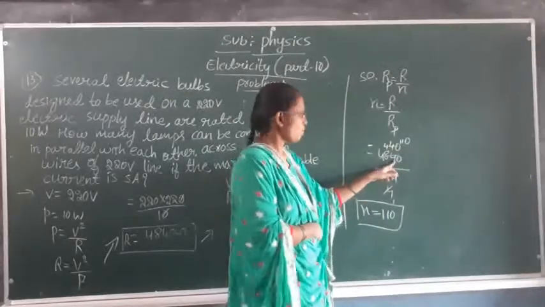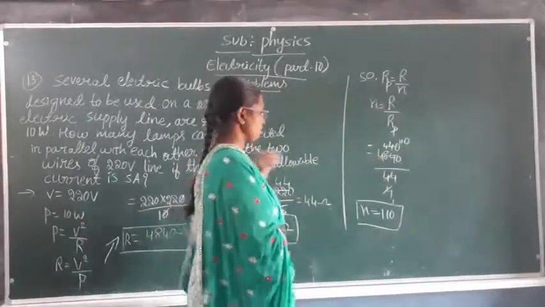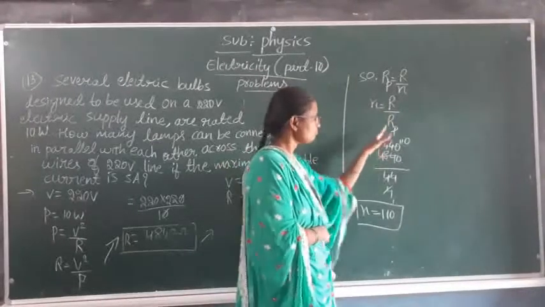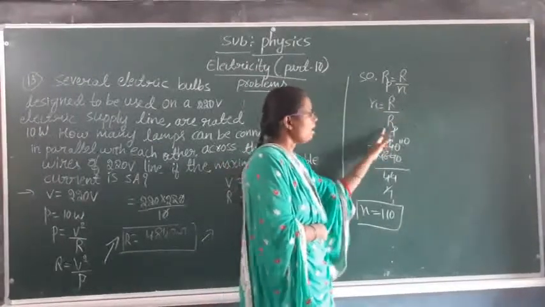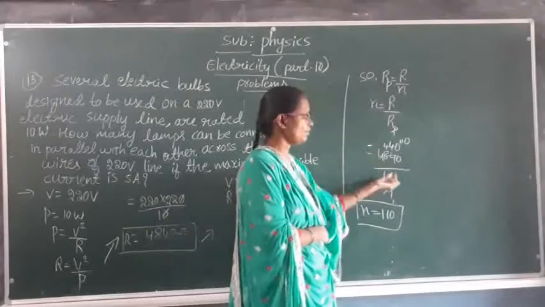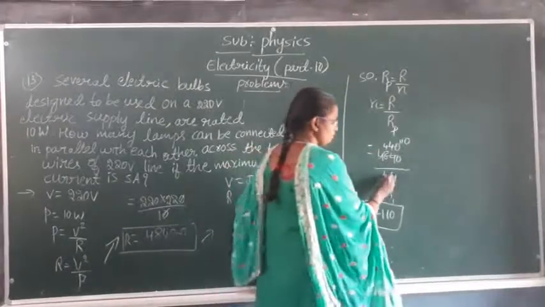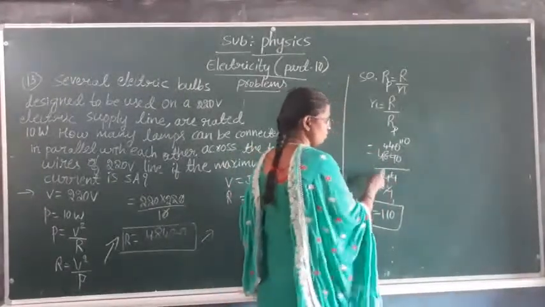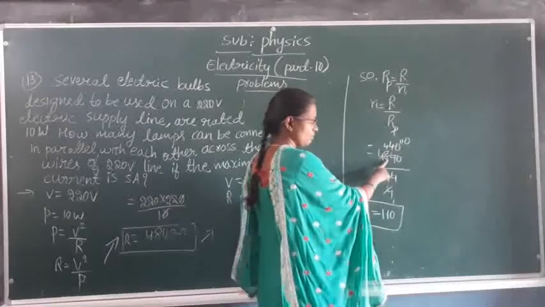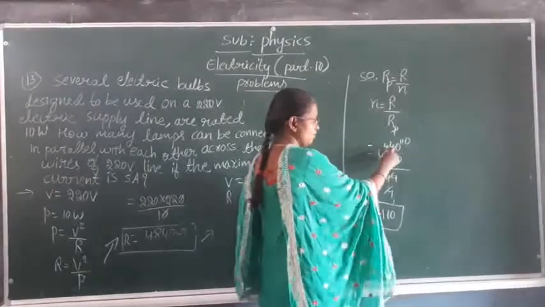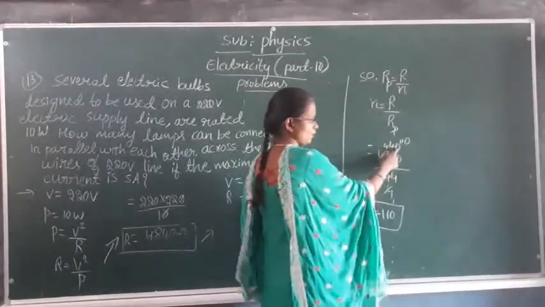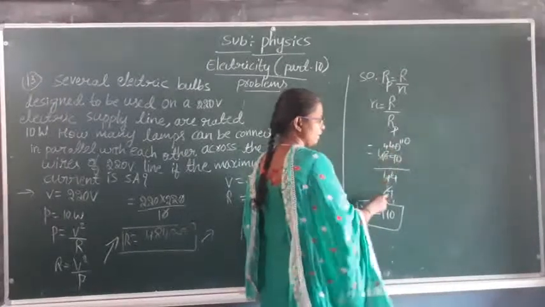So what we find out first one. Next Rp. So R net total resistance is 44. 11 fours are 44. Again 4 remains 44. 11 fours are 44. 0 remains 0. So 440 divided by 4.